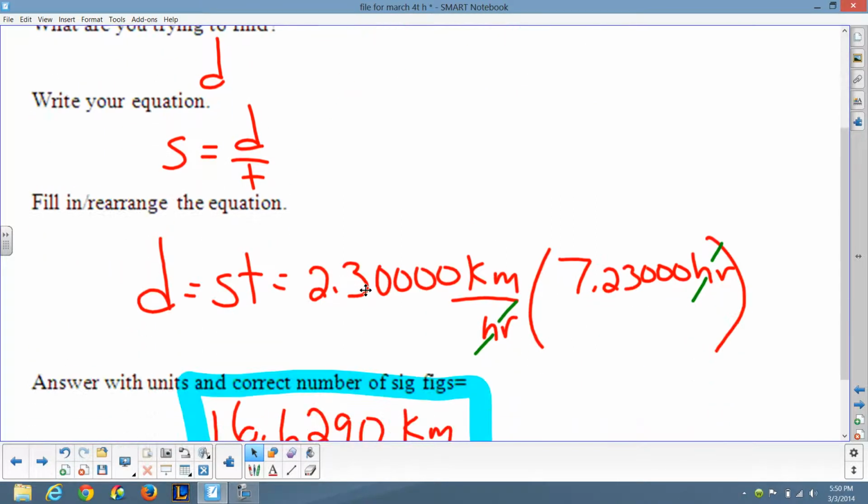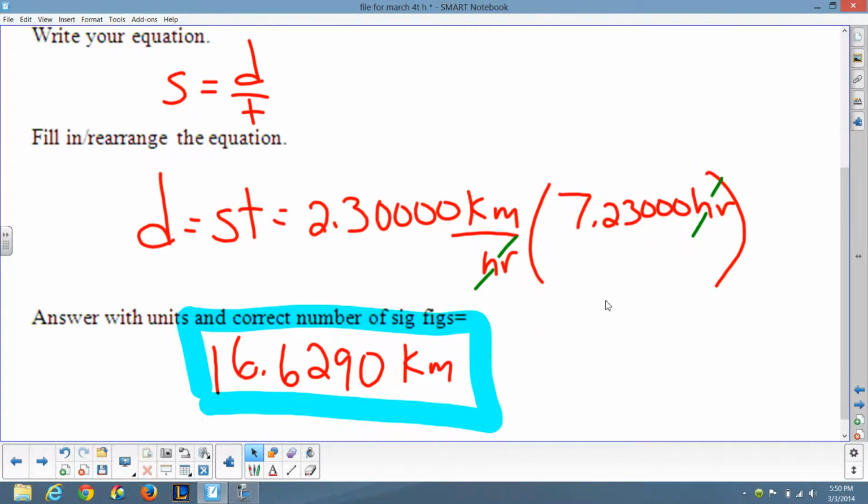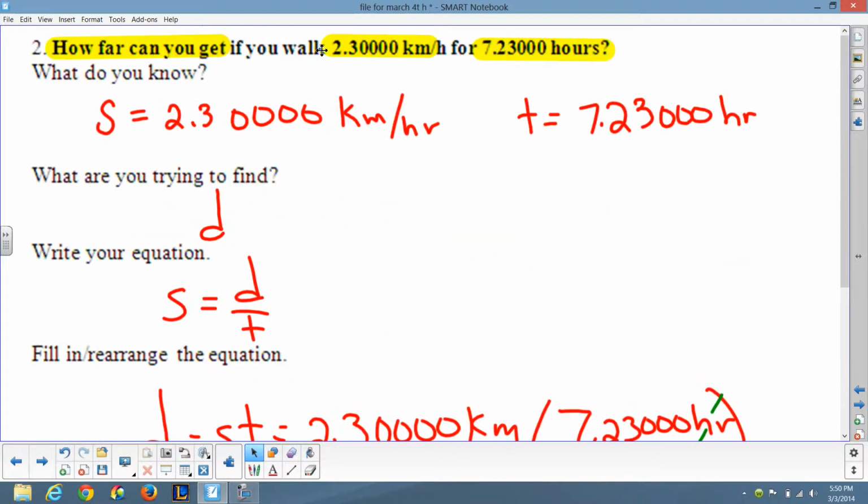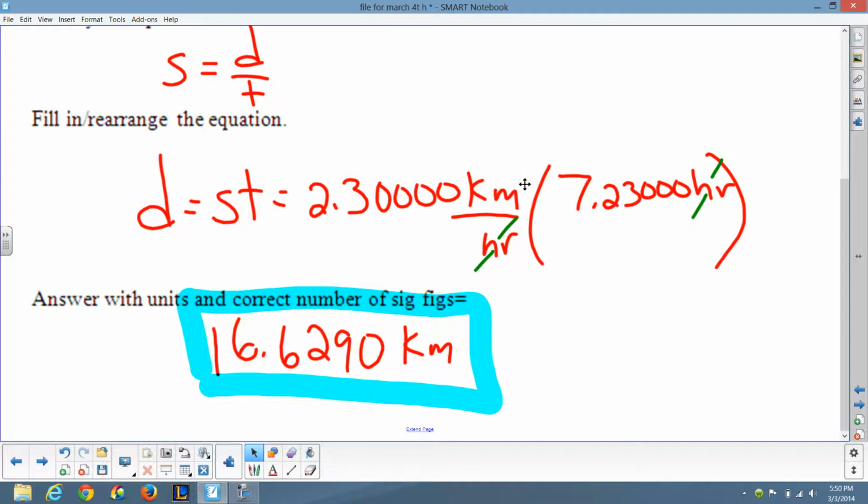Alright, now all I have to do is plug in. I plug in my speed. I plug in my time. Hours cancel. I'm left with my answer in kilometers. It has 6 significant figures. Why? Well, if you go back, this number has 6, and this one has 6. So my answer should also have 6. So I have to add a 0 to make it more precise.